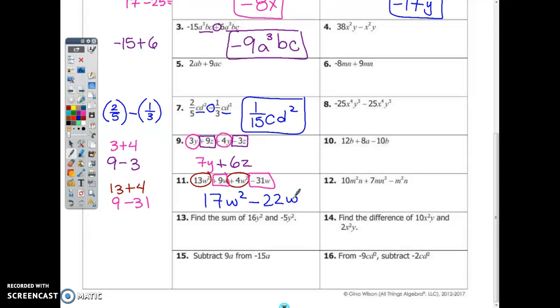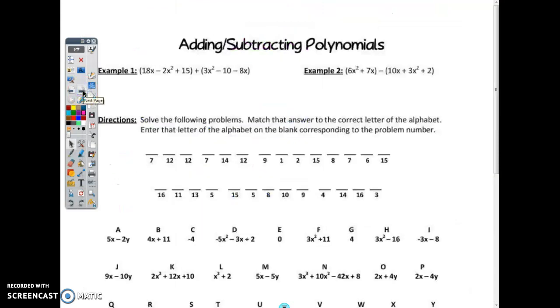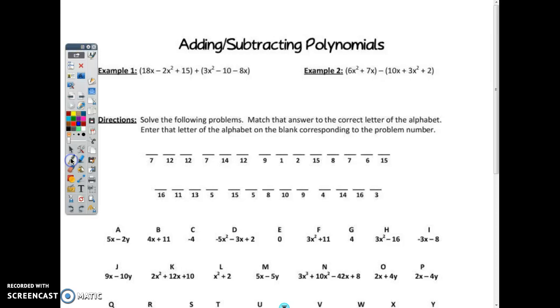You're going to do the rest of them. Let's go to the back. Real quick, I'm just going to do 2 examples on the back so that you know how to do the whole back. So, example 1, it says we are adding, so we're going to drop the parentheses on both, and we're just going to combine like terms. So I have 18x minus 2x squared plus 15 plus 3x squared minus 10 minus 8x. Why did I drop the parentheses? Because it's plus. You don't need the parentheses for that.